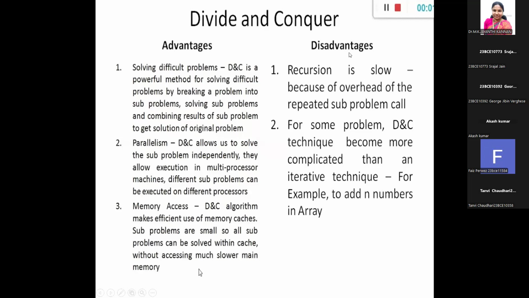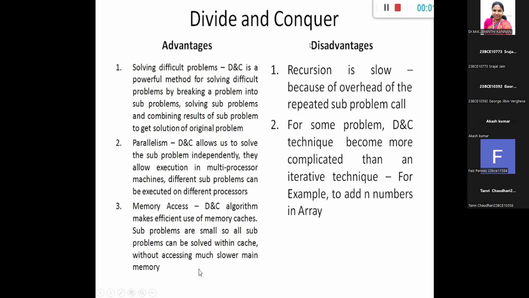If you take the drawbacks of divide and conquer technique, here we are using recursion. Recursive process is somewhat slow because the same function has to be called again and again. If you have many function calls, nested function calls, recursive function calls, then it has to call, return, push and pop the values from the subproblems. Stacks will be used. So that will take some time because of the overhead of the repeated subproblem call. The same subproblem is called through recursive functions.